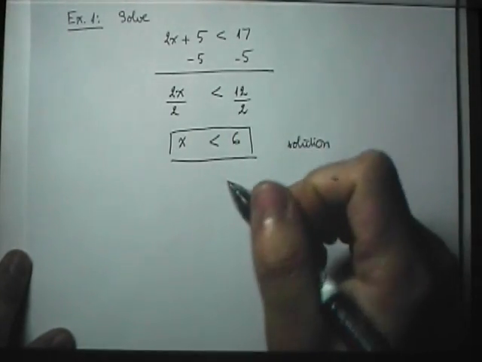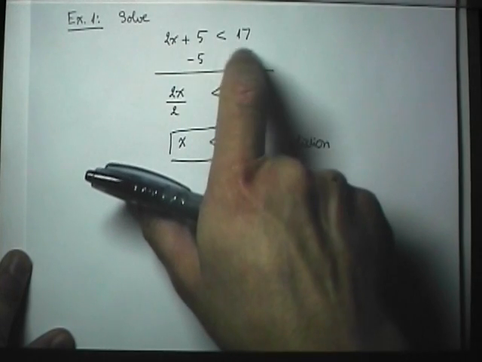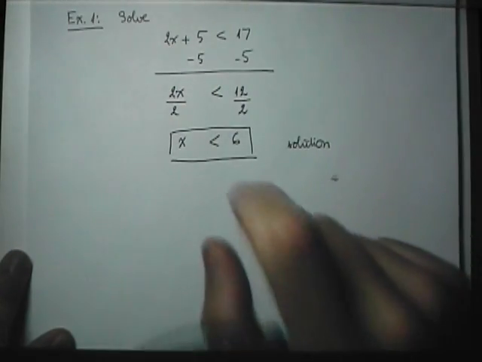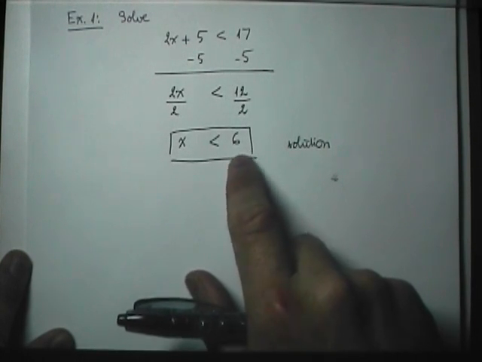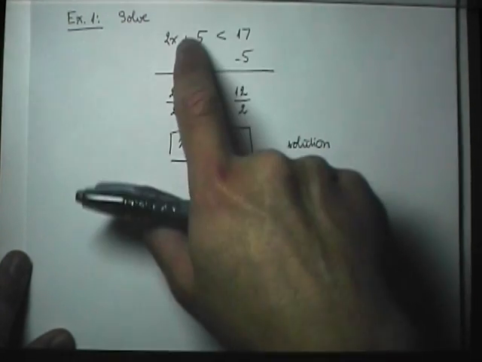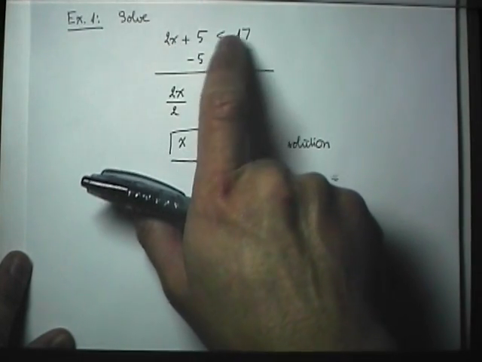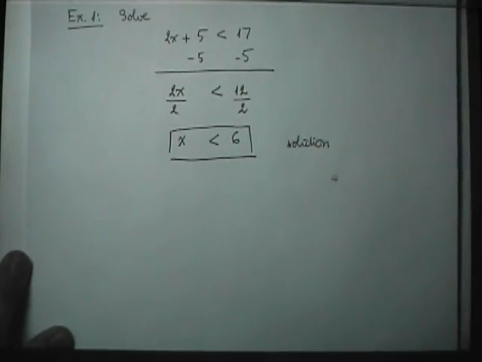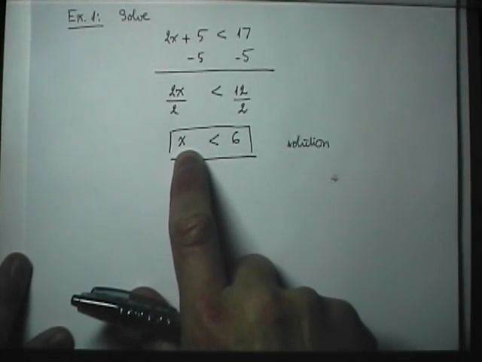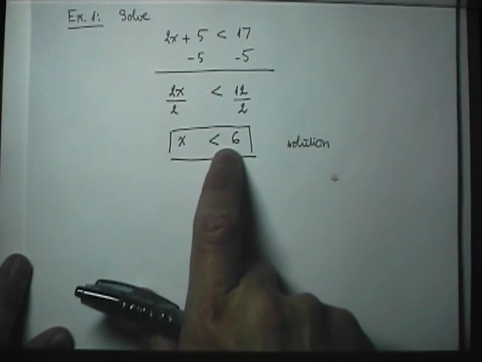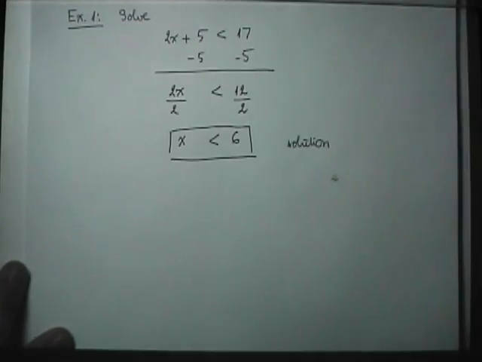But if you plug in, say, x equals 6, then you are not going to get the left-hand side less than 17. Or if you plug in a number like 7, then 7 is higher than 6. When you plug that into the inequality, for sure, we no longer have the left-hand side less than 17. So once again, the point here is that we're talking about a whole family of values where x has to be less than 6 to make the left-hand side satisfy less than 17.